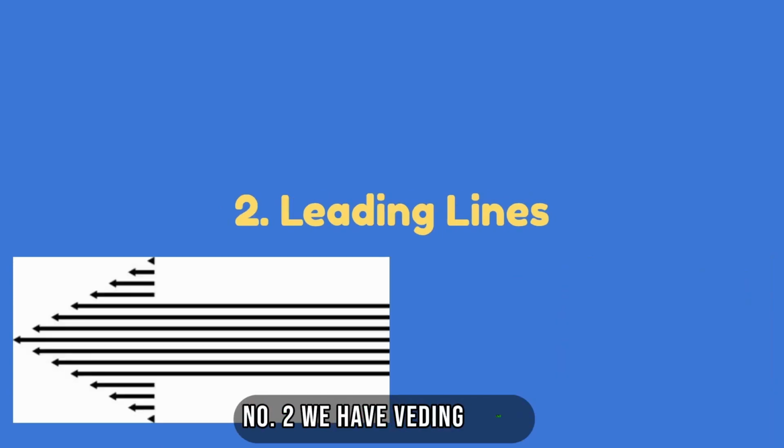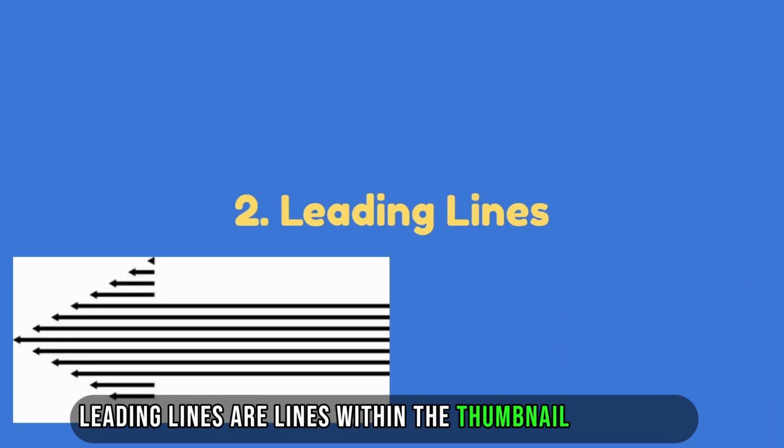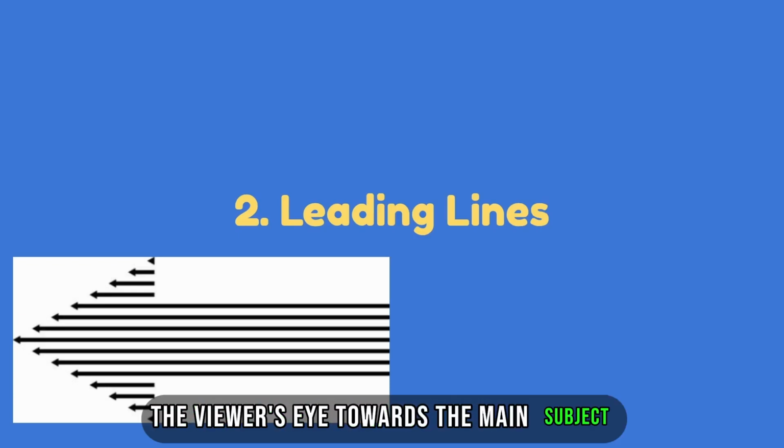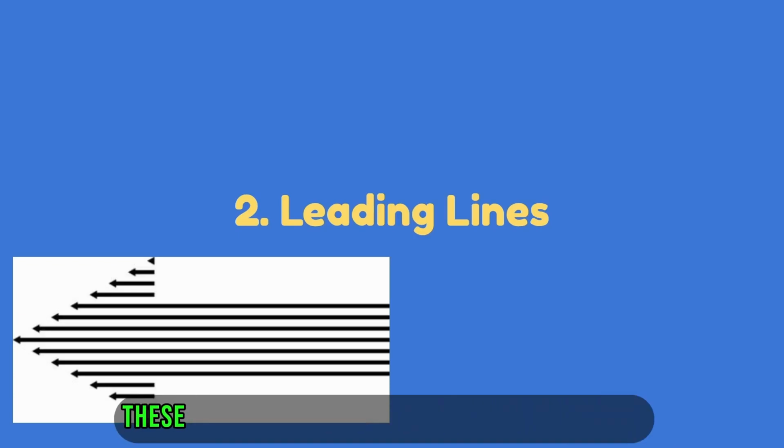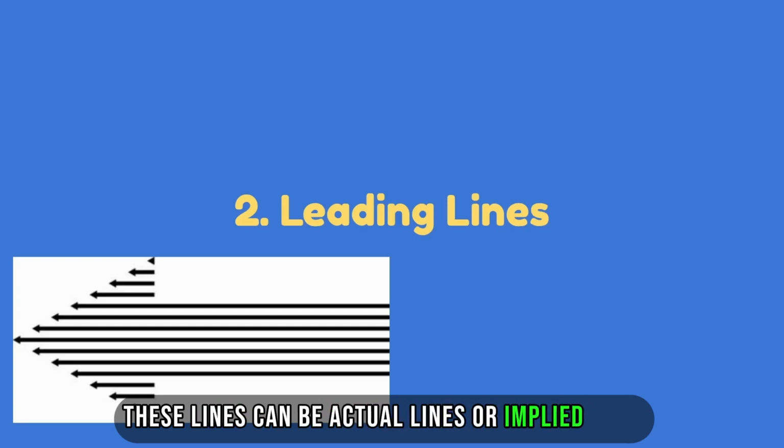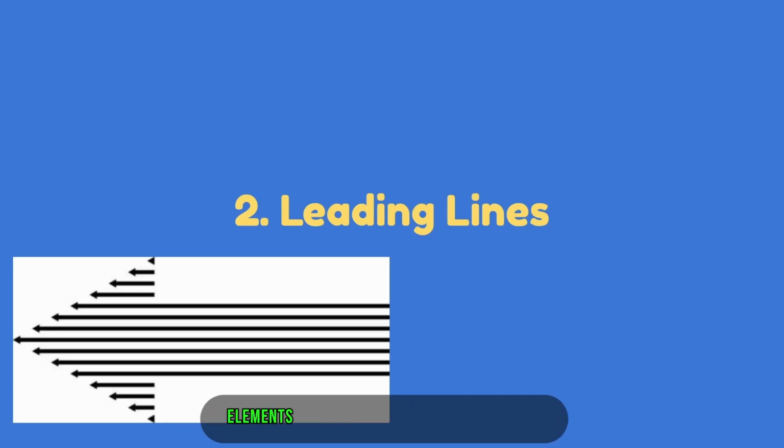Number 2, we have leading lines. Leading lines are lines within the thumbnail that guide the viewer's eye towards the main subject or focal point of the thumbnail. These lines can be actual lines or implied lines created by the arrangement of elements of your thumbnail.